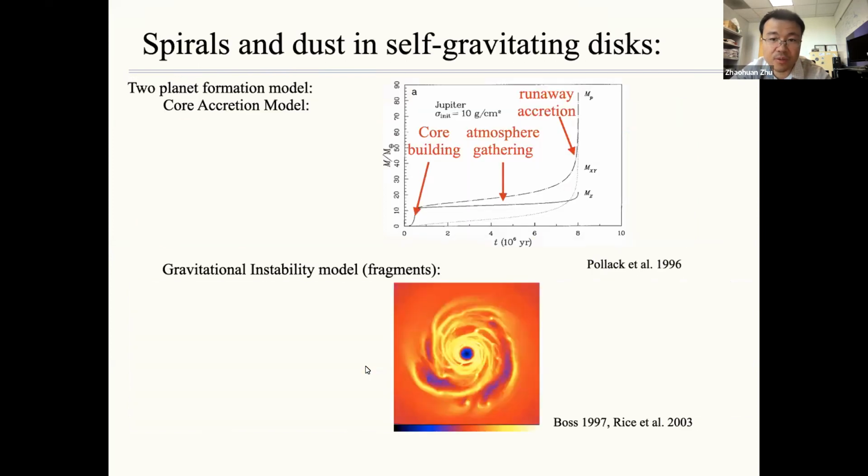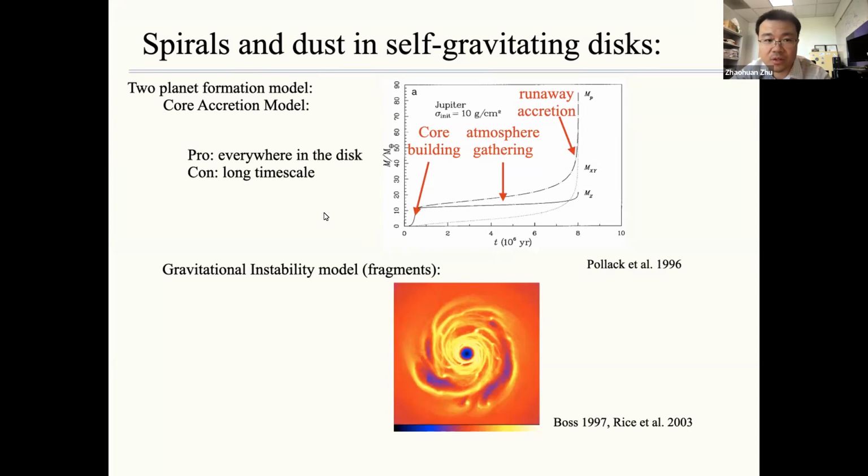So finally, in the last 2 minutes, I want to talk about how these spirals may help us understand planet formation in these young disks. So far, we have two different planet formation models. The first is the core accretion model. The planet builds a core, and then the core will gather atmosphere and eventually undergo runaway accretion. This model is good in a way that it could happen anywhere, at both inner disks at 0.1 AU or at outer disks at 50 AU.